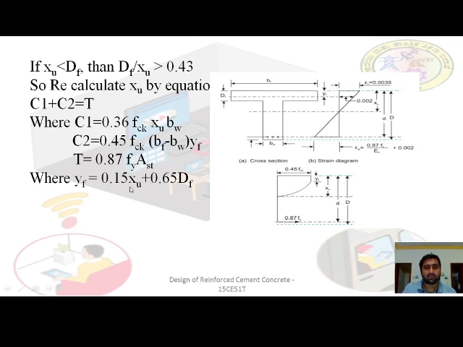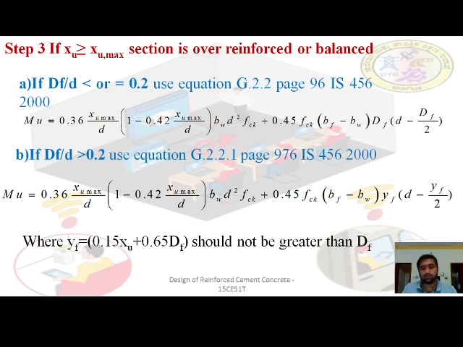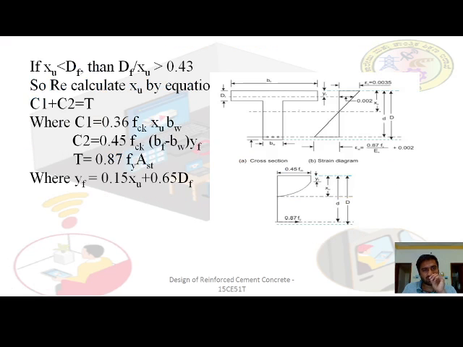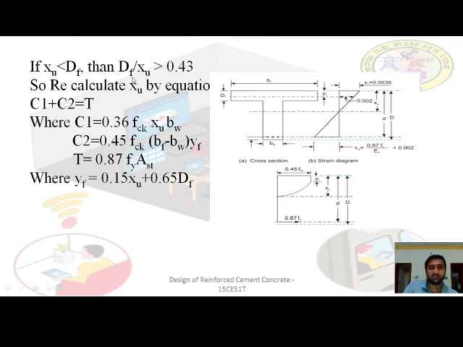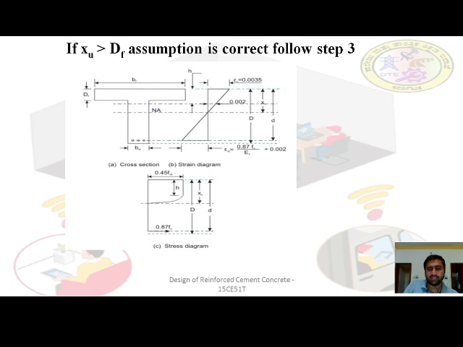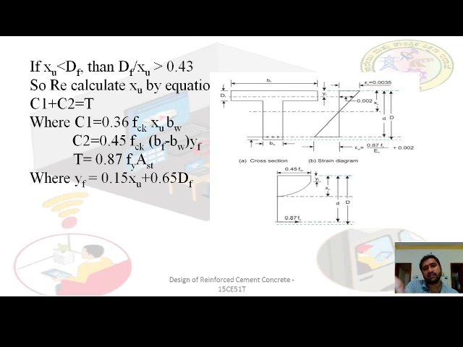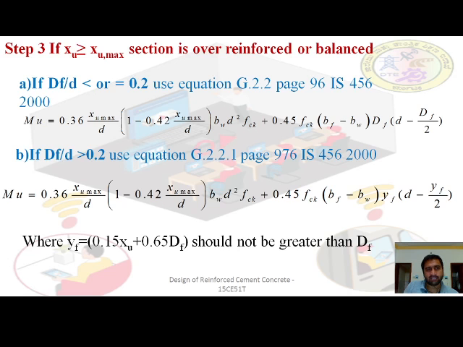So we are going to substitute the yf here. After substituting, we'll solve once again for Xu, and then we will obtain the Xu. So as we were told earlier for step 3, if that check is passed we have to directly go to step 3, otherwise we have to recalculate the Xu by using this formula. Then we come to step 3.